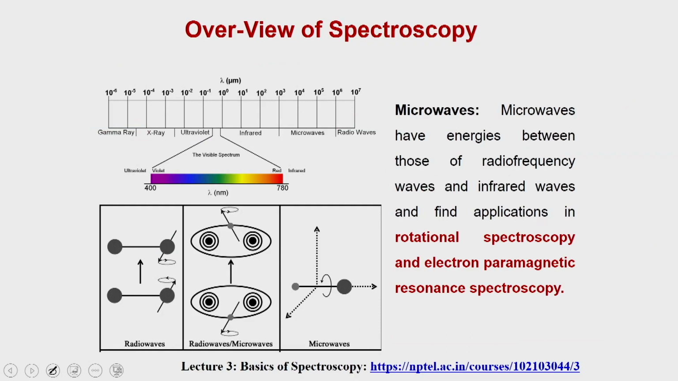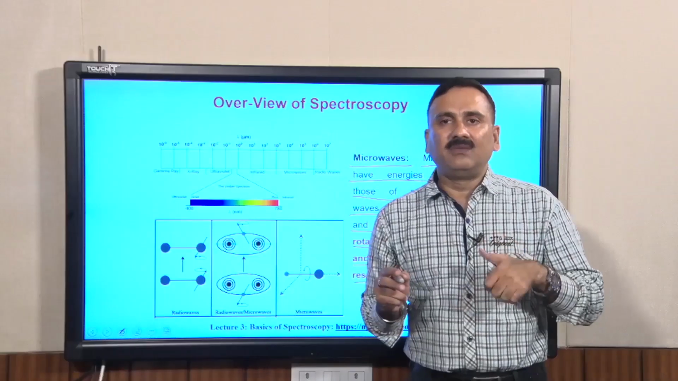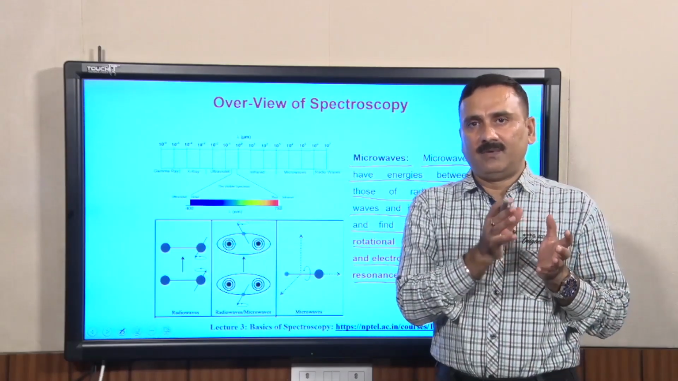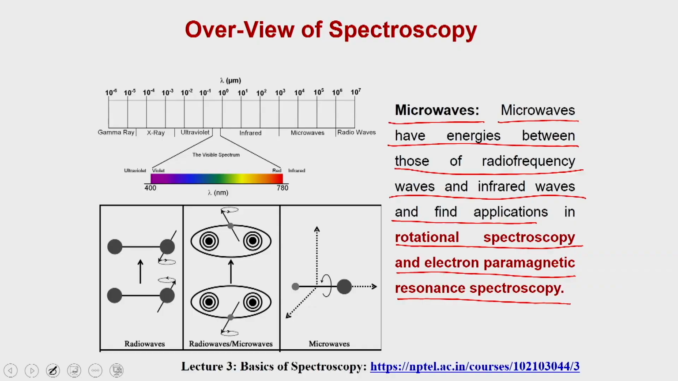Now, the second is the microwaves. The microwaves have energies between those of the radio frequency waves and the infrared frequency, and that can be used in terms of the rotational spectroscopy as well as the electron paramagnetic resonance spectroscopy. So, both the radio waves as well as the microwaves are very low energy radiations, and both can be used to study the rotations within the molecules.